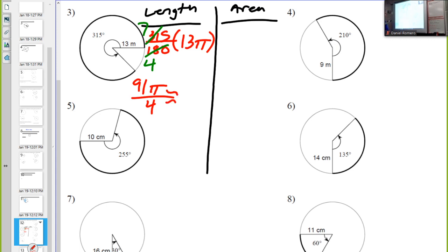91 times pi divided by 4, and then rounded, I'm getting 71.5. The unit there would be meters. All right, so now let's do area. Find the area there.